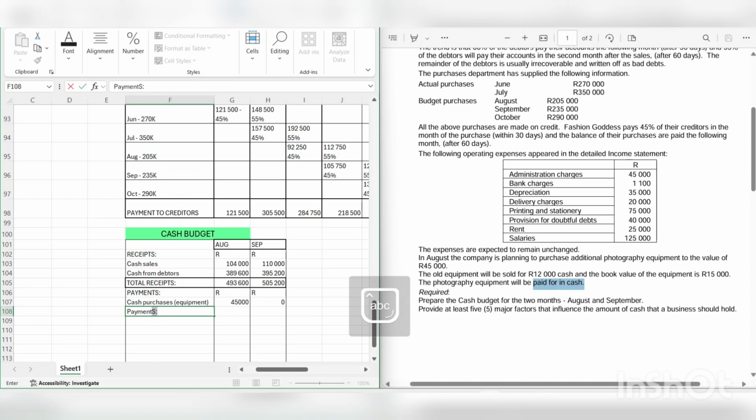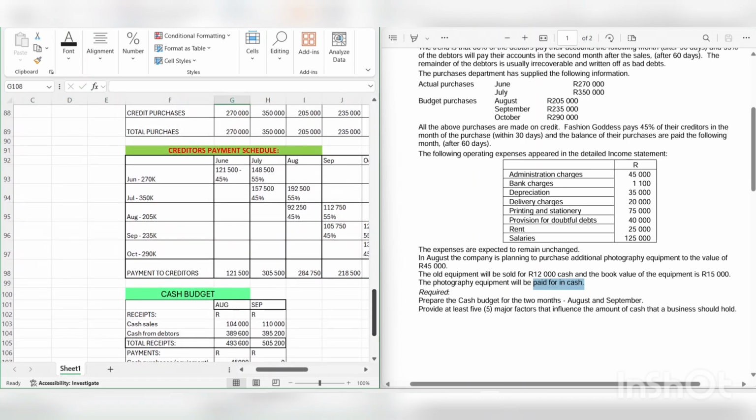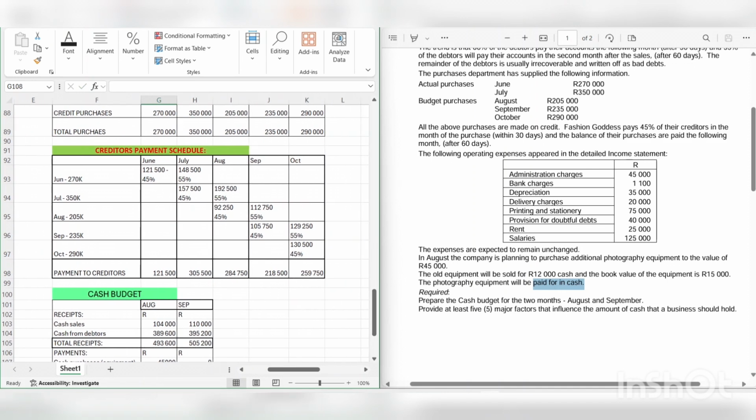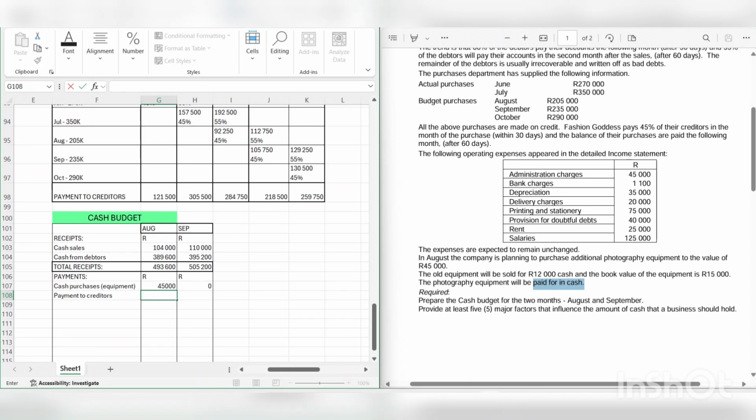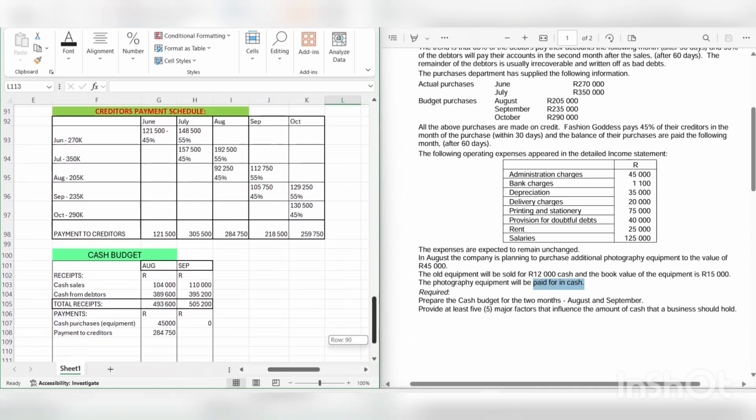Okay, so then we have our payment to creditors. If we look above here, payment to creditors for August is 284,750, and September is 218,500. Okay, the next step would be to include these.